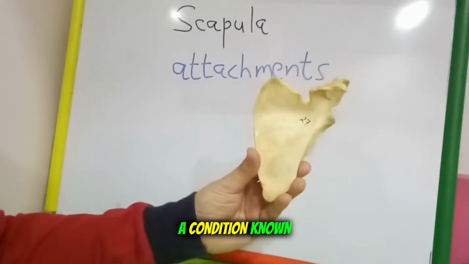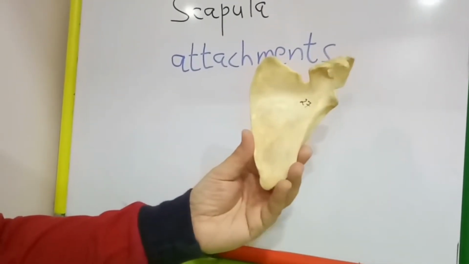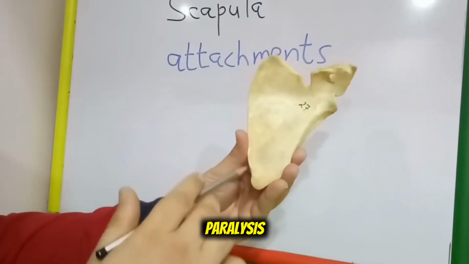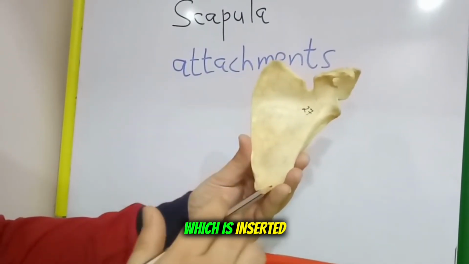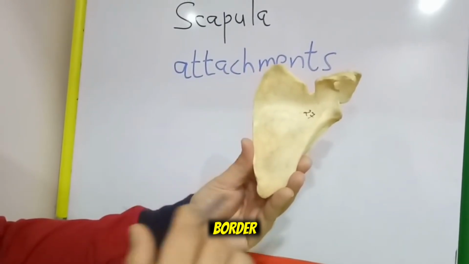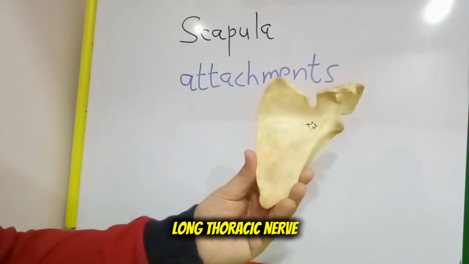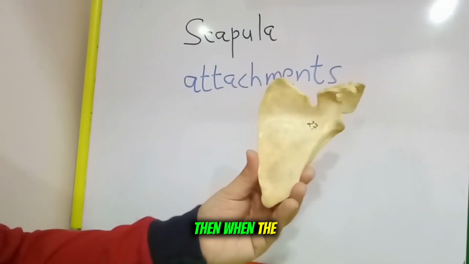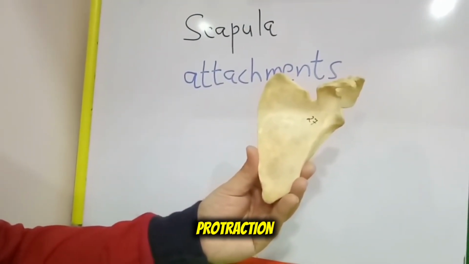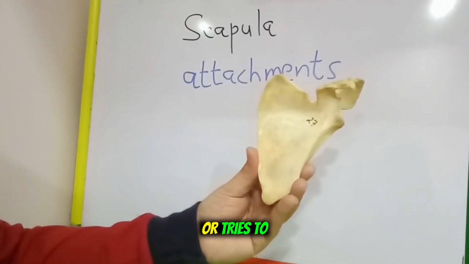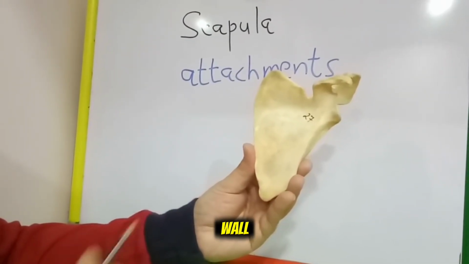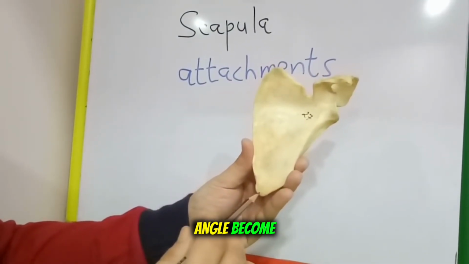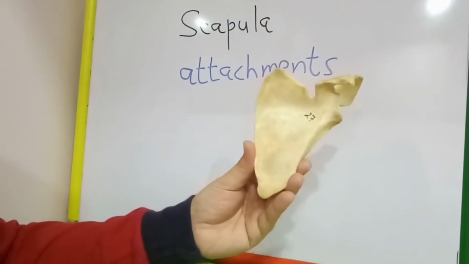Now there is a condition known as winging of scapula, in which, if there is weakness or paralysis of serratus anterior muscle, which is inserted along the medial border, due to injury to long thoracic nerve or nerve to serratus anterior, then when the patient tries to do protraction or tries to push against a wall, the medial border of scapula and the inferior angle become unduly prominent.